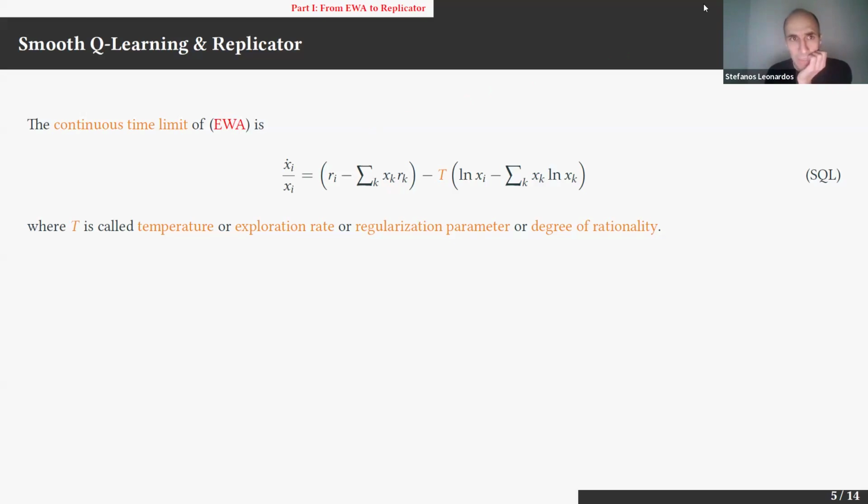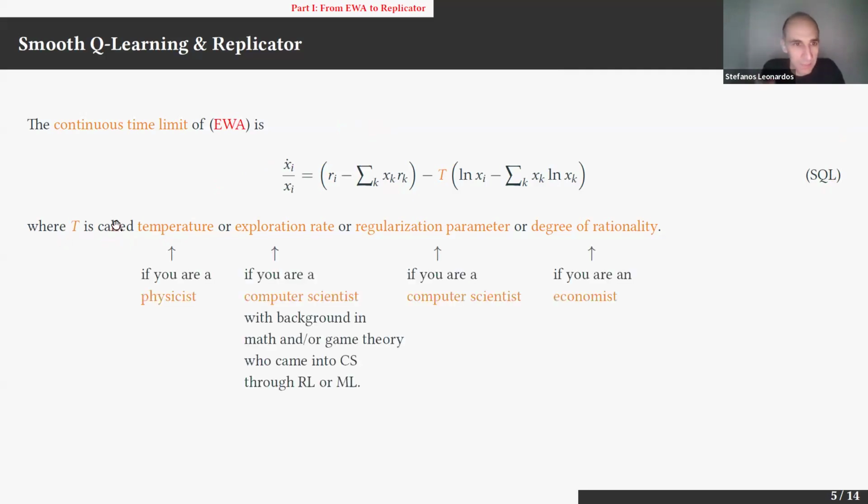Okay, now, I have given a name here, smooth Q learning, because it's smooth in time. So we started from a discrete time to something in continuous time. It appears with different names, and really, let's not give a name to that dynamic. I think there is not a uniform name for this dynamic. Also, there is a lot of fun about how you call T, depending on your background, because these dynamics are quite ubiquitous in the learning literature.